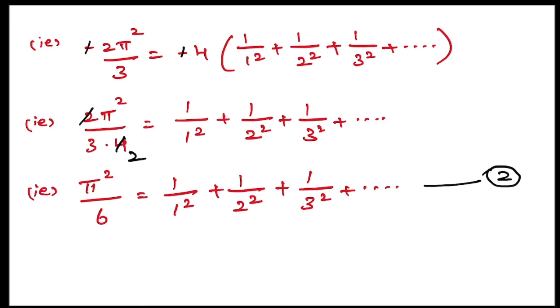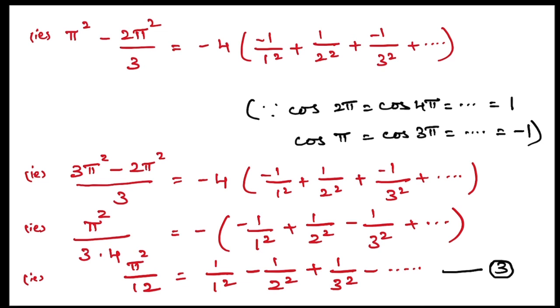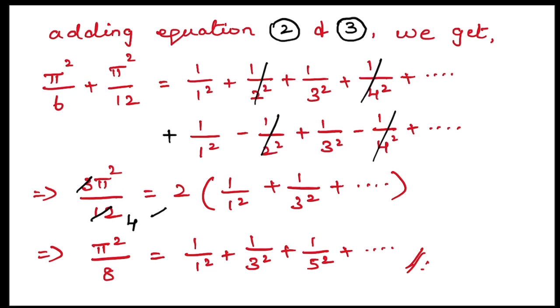Now adding equation 2 and equation 3, we get pi square by 4 is equal to 2 into 1 by 1 square plus 1 by 3 square plus etc. Since plus 1 by 2 square minus 1 by 2 square, similarly plus 1 by 4 square minus 1 by 4 square etc. will get cancelled. Finally, we get pi square by 8 is equal to 1 by 1 square plus 1 by 3 square plus 1 by 5 square plus etc. Hence proved the solution.